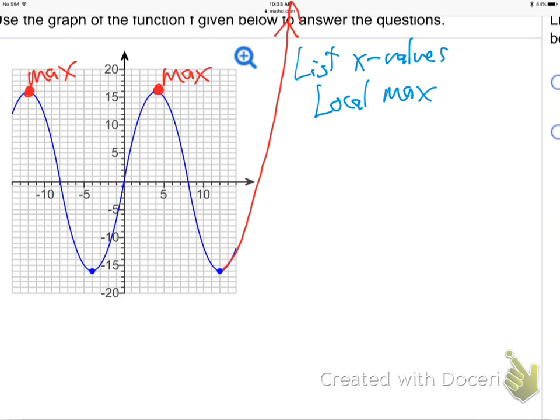Okay, so what's that x value there? Is it 4? It looks like it's 4. Yeah, that's x value 4. Just look at the graph. What's that other one? Is it -12? Yeah. So they want you to list -12 and 4. They just put a comma between them, either order. It doesn't matter. They just want the x values where there's a local max.